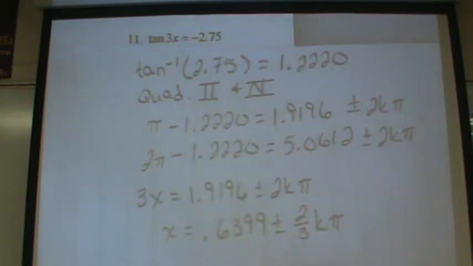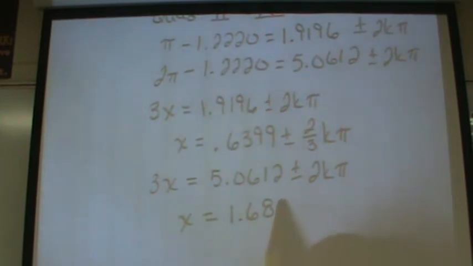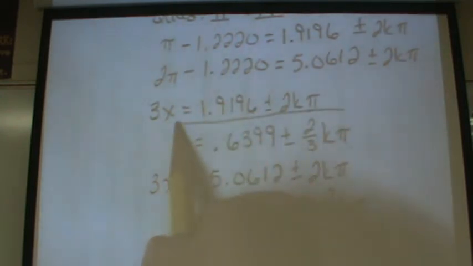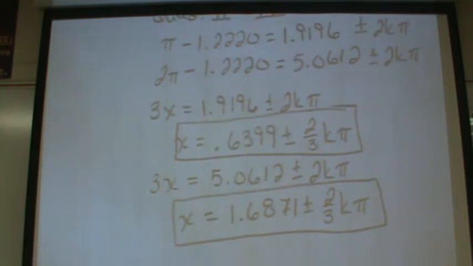And then for our fourth quadrant, we have 3x equals 5.0612 plus or minus the 2k pi. Dividing by 3, we get x equals 1.6871 plus or minus 2/3 k pi. So you end up with this answer and this answer.